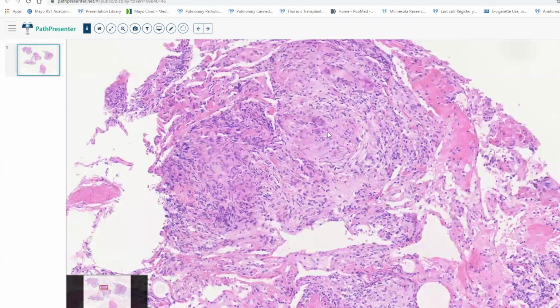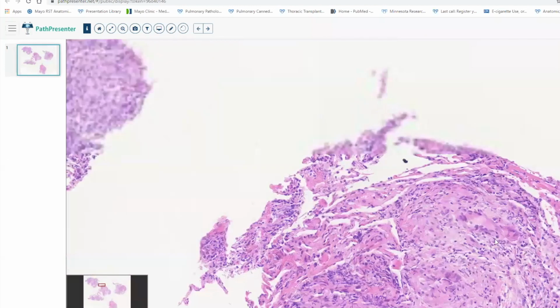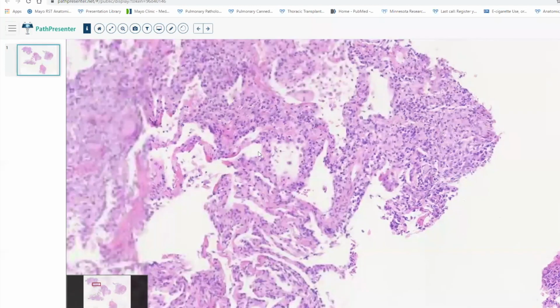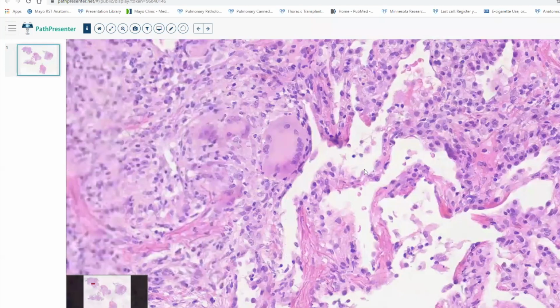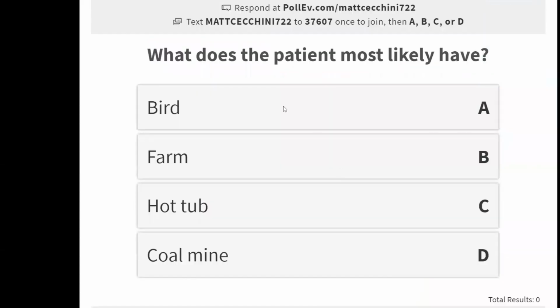So we have some more here with these multinucleated giant cells, these granulomas. And as I mentioned, they're a little bit better formed. We see a nice multinucleated giant cell here. And these are really kind of packing within these air spaces. So it's a bit of a trickier one. So what do you think this patient likely has? Do they have A, bird, B, farm, C, hot tub, or D, coal mine? I guess it'd be kind of hard to have a coal mine in your house, but never know. What does everyone think is causing this case with these granulomas?